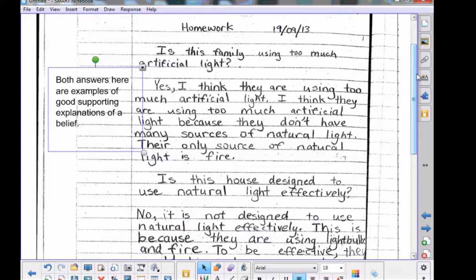answers like yes, I think they are using too much artificial light. I think they're using too much artificial light because they don't have many sources of natural light. Their only source of natural light is fire. That is an excellent example of a supporting answer.